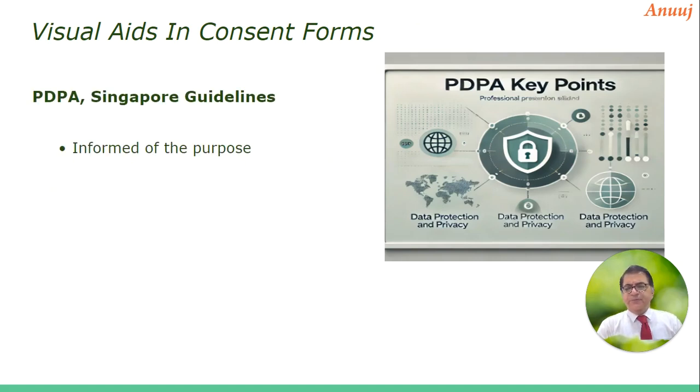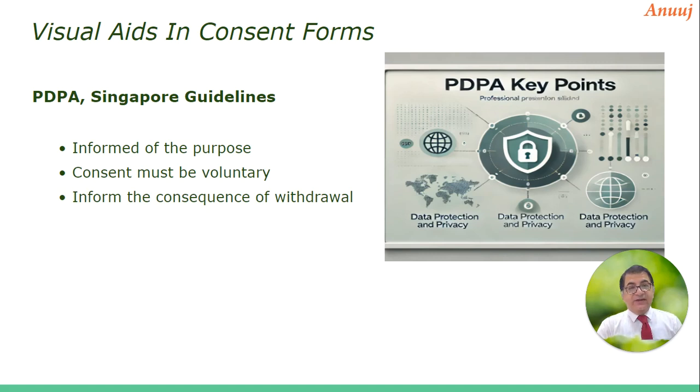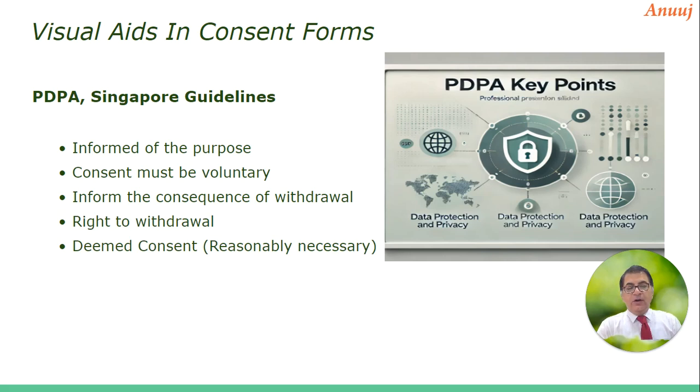So key points here: informed, you need to be informed of the purpose. Any organization that processes your personal information has to keep you well informed. The consent from your side would be voluntary. They would not force you to give consent. If there is a possibility of you withdrawing the consent, then before your withdrawal they have to inform you about the consequences of withdrawal, and then of course there is a right to withdraw. And if reasonably necessary, then your consent is assumed. Deemed means it is assumed that you have already given the consent.